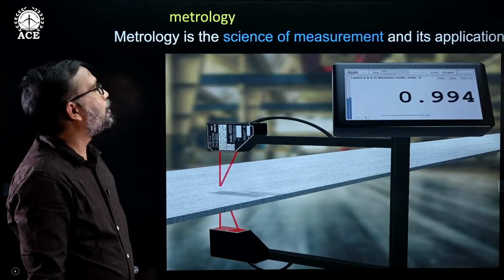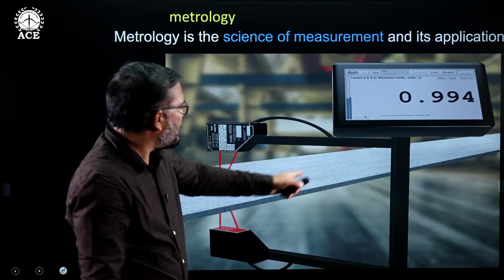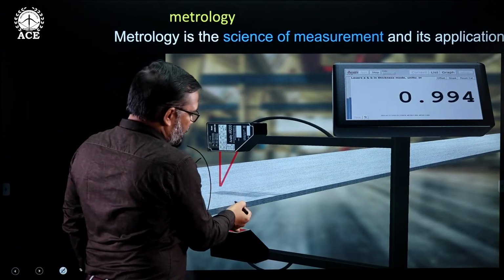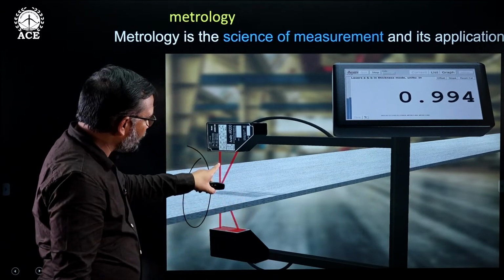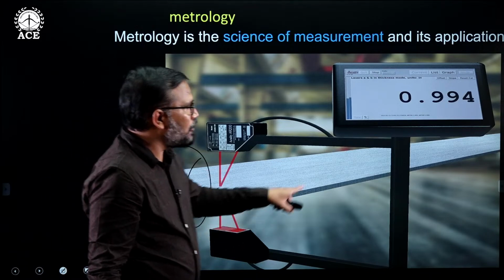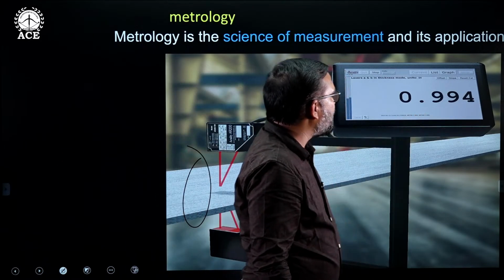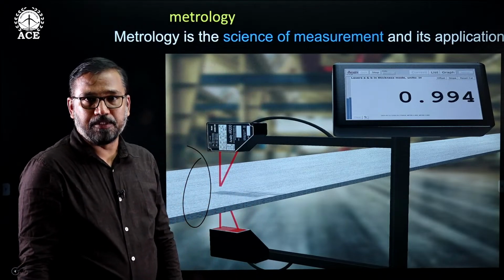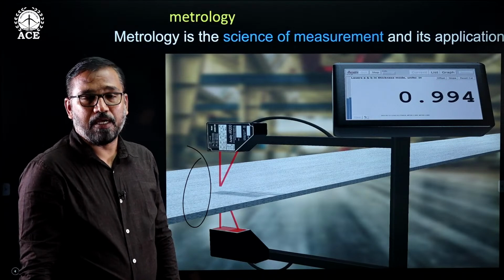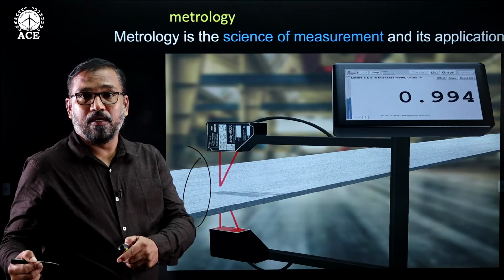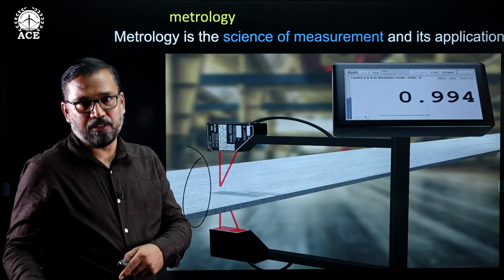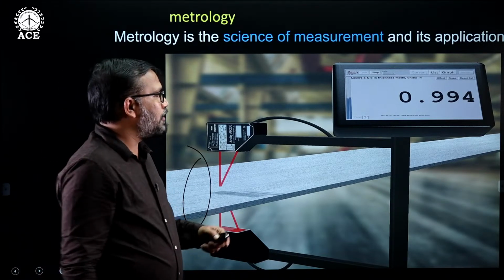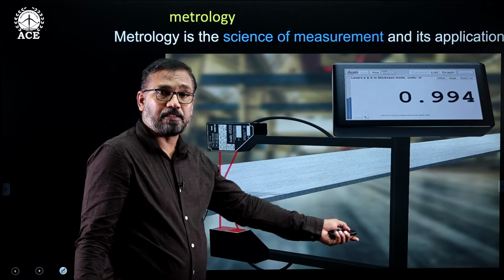Now see here, metrology, which I just mentioned. This is a thickness. How are we finding the thickness? Without any physical contact. There is only contact of lasers, and that will show the value of how much thickness the object has. So without physical contact, we can measure objects. That is called metrology. Metrology is the science of measurements and their application. That can be done with the help of helium-neon lasers only.